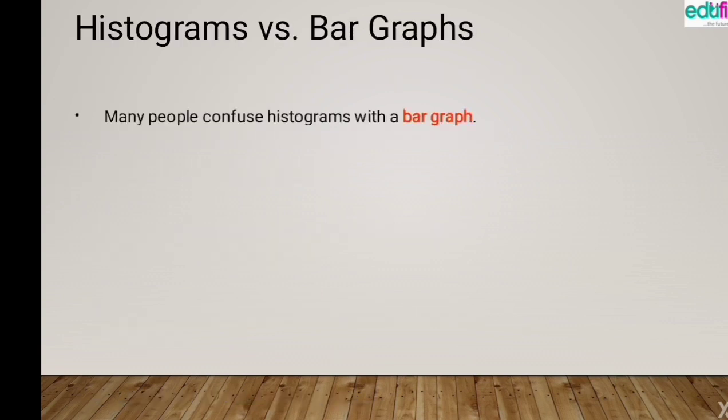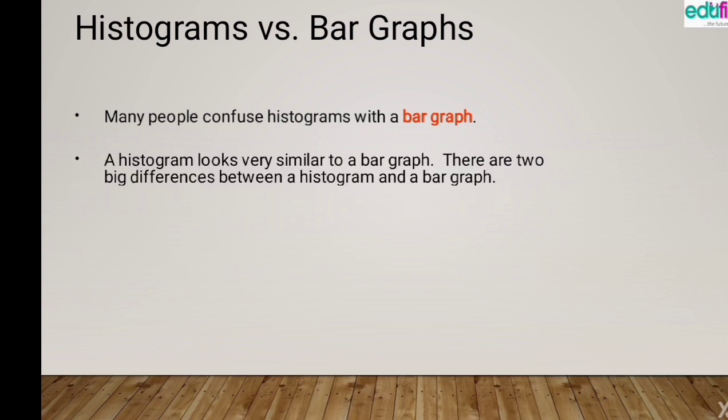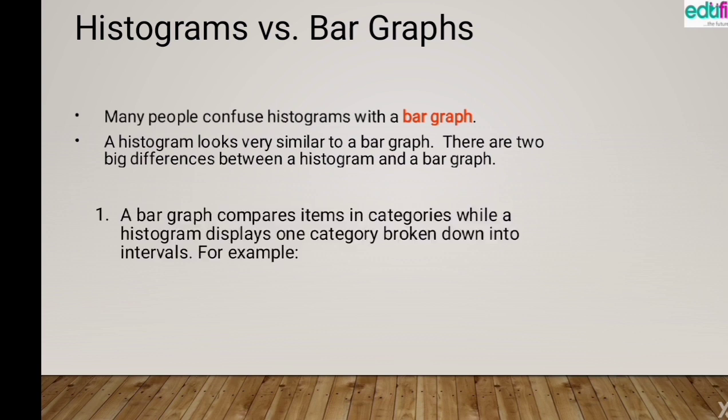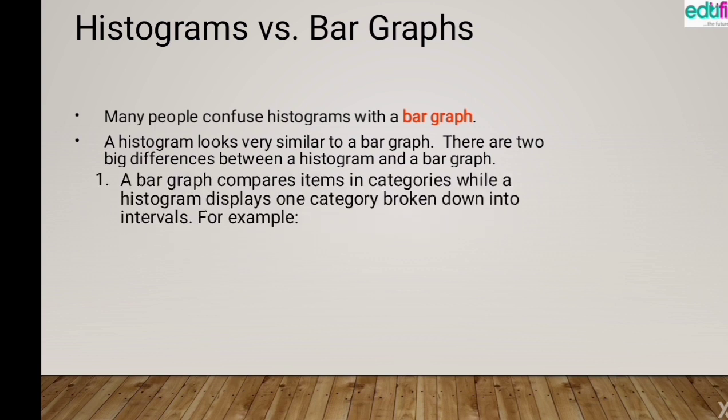Now, the continuation of the difference between bar graph and histogram. Many people confuse histogram with a bar graph. A histogram looks very similar to a bar graph. There are two big differences between a histogram and bar graph. One, a bar graph compares items in categories, while a histogram displays one category broken down into intervals.